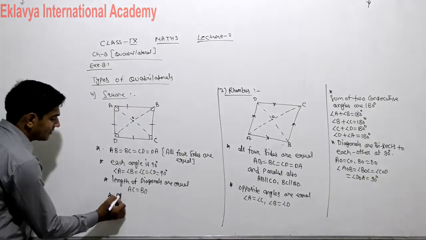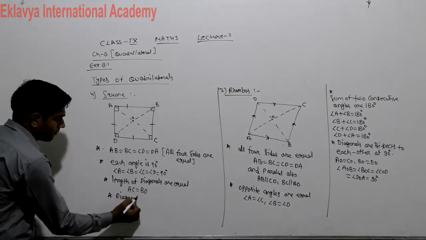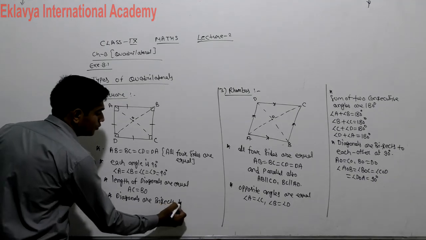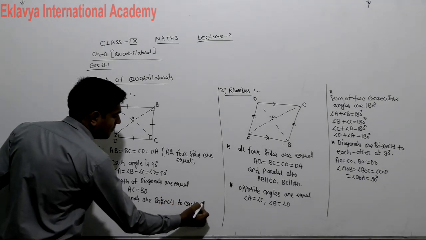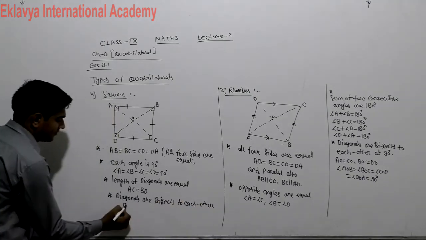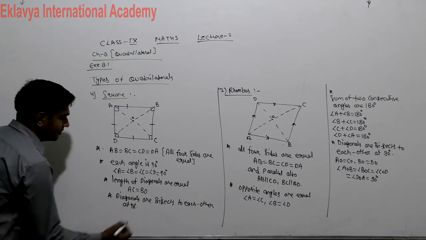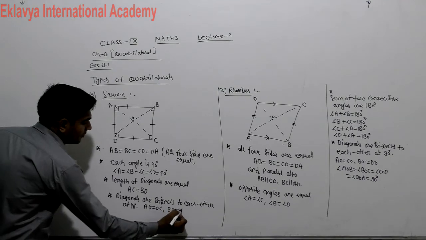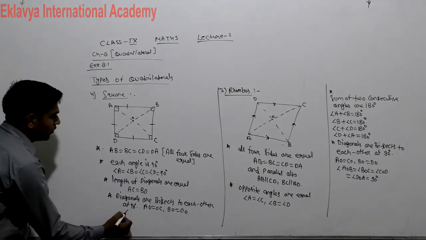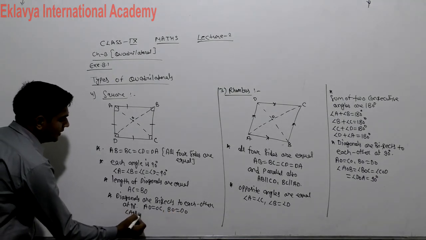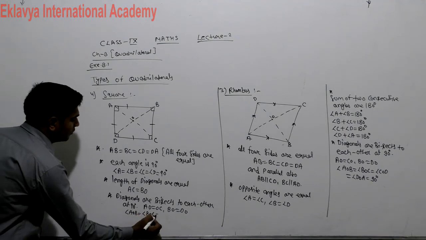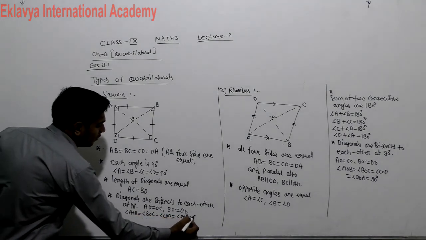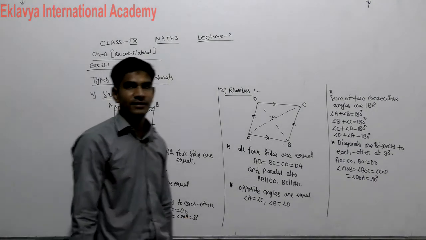So diagonals bisect each other at 90 degrees. Meaning AO is equal to OC, BO is equal to DO, and angle AOB equals angle BOC equals angle COD equals angle DOA. What will come? 90 degrees.